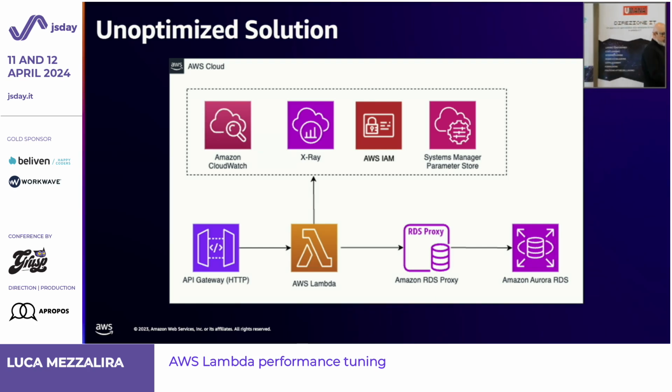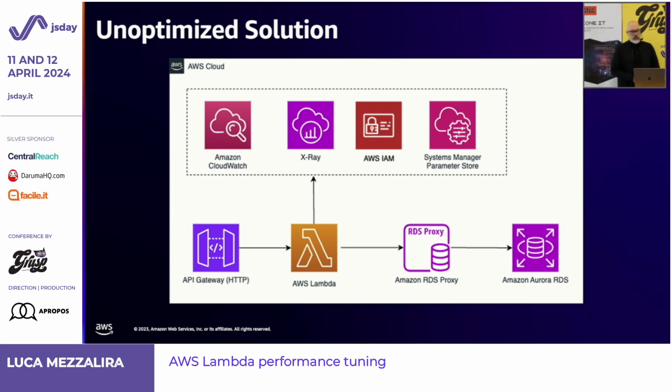So we have observability at the top with CloudWatch, and X-Ray for distributed tracing. We use IAM for the security and tweaking the permissions of our service. We have Parameter Store for storing all the environment variables, stuff like that. And then finally at the bottom we have an API Gateway that is exposing our Lambda function, and our Lambda function that is running our Node.js code. And then we have our database.